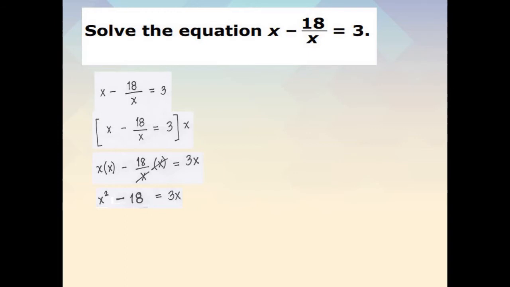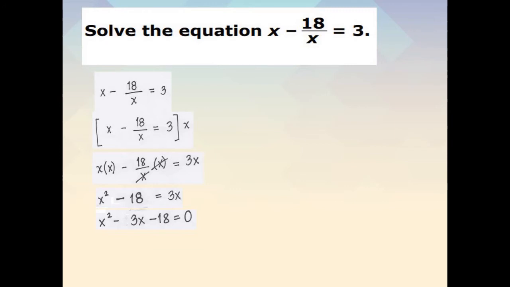So let's transfer 3x to the left side. That is because we can sense that it is of the form of a quadratic equation. So this becomes x squared minus 3x minus 18 is equal to 0. This is a quadratic equation.